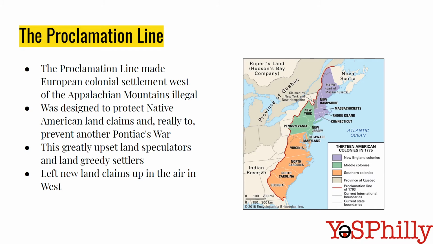And what this did is it left land claims in the West up in the air. Anybody who was a white person who settled out West, their claims on their land, their ability to legally hold that land, was suspect. It was not fixed. It was not protected. And that scared the heck out of a lot of white colonists who were, again, greedy for this land that Native Americans had.